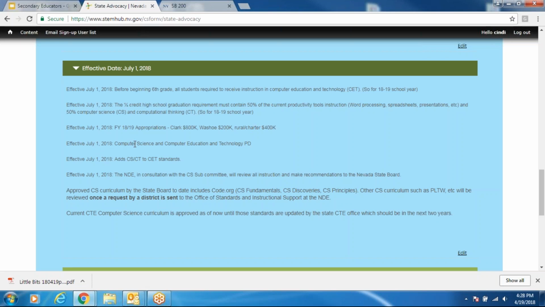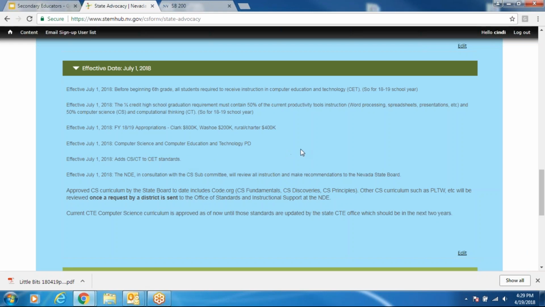Effective July 1st, computer science and computer education and technology professional development needs to take place. As I stated, this is already in progress, so we are ahead of the game on that as well. This one, effective July 1st, adds computer science and computational thinking to the computer ed tech standards. Again, we have those standards written. We are ahead of our deadline for that as well. Those have already become part of the standards, and they will go before the state board in June for the final regulatory phase.